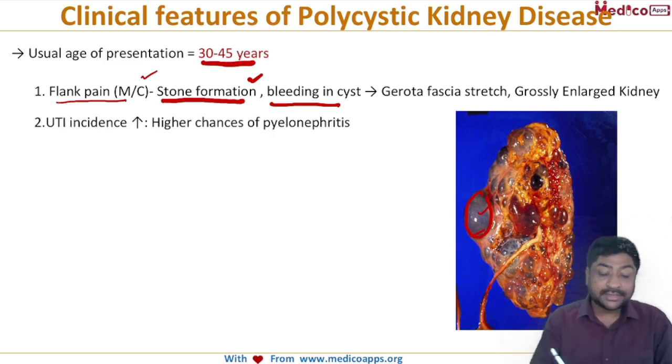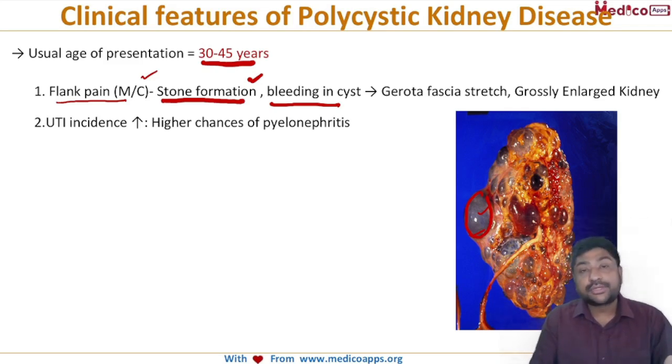So the next common presenting feature will be recurrent urinary tract infection. Again, because of the malformed kidney, there are much increased chances and incidence of pyelonephritis. Now, generally the UTI pain will be pain at the costovertebral junction. So that is the most common.